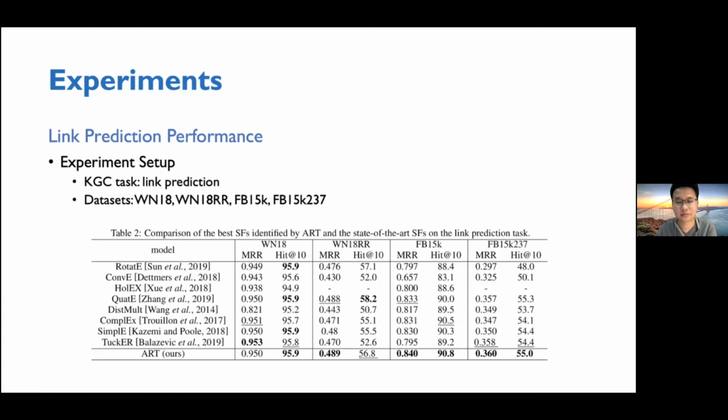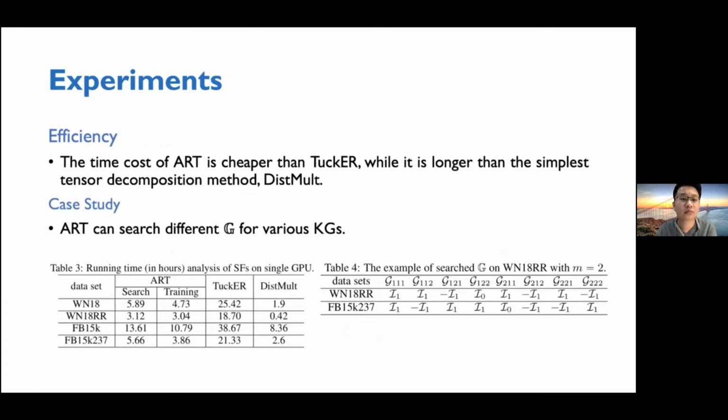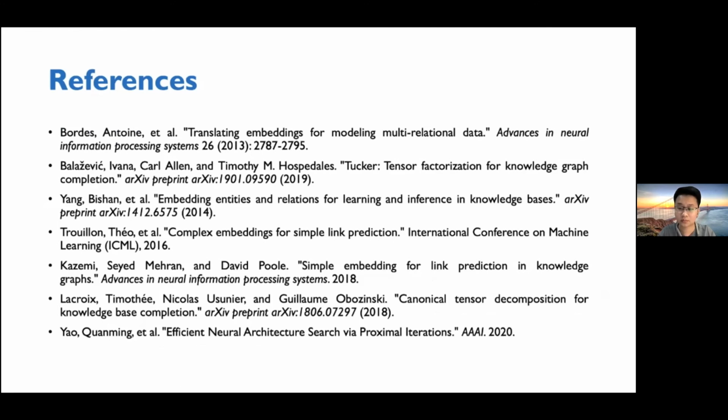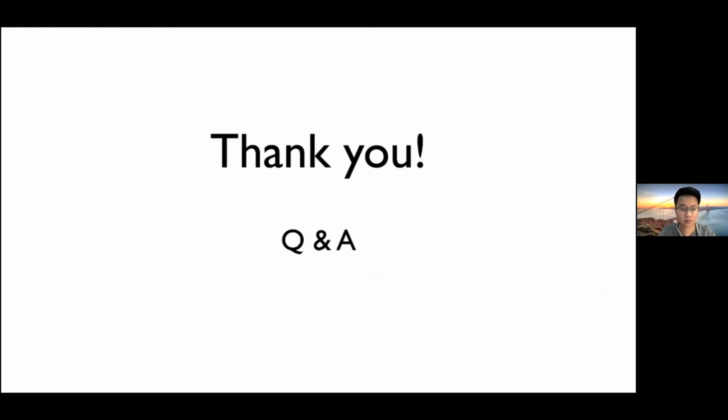How about the efficiency? The time cost of ART is cheaper than Tucker. It is longer than the simplest tensor decomposition model, but actually, because we regularize the core tensor, we conduct cheaper computation than Tucker. And how about case studies? In general, we show that ART indeed searches different core tensors for different datasets. This is the reference. That's all. Thank you.